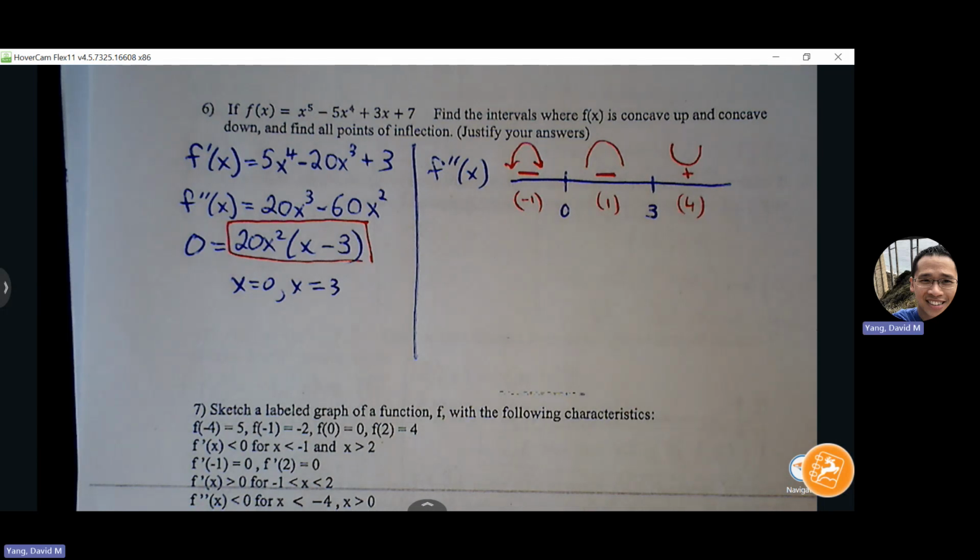For concave up and concave down, you could definitely separate them. These are concave down. This is concave up. But a point of inflection is where the sign changes. So this is not a point of inflection because there's no change in sign. In order for it to be a point of inflection, there has to be a change in concavity, from concave down to concave up, or from concave up to concave down. These are both critical points, but this is the point of inflection because there's a change in sign.